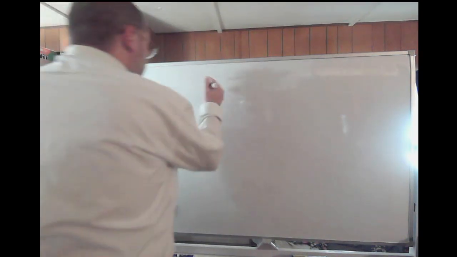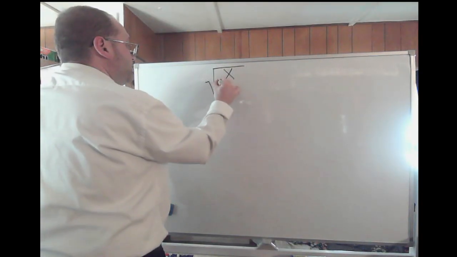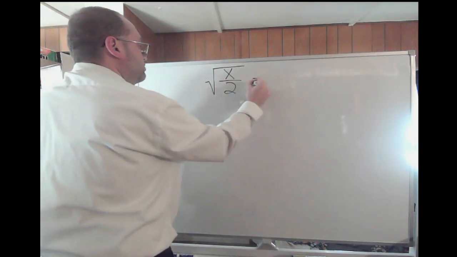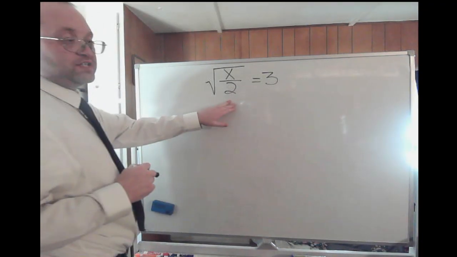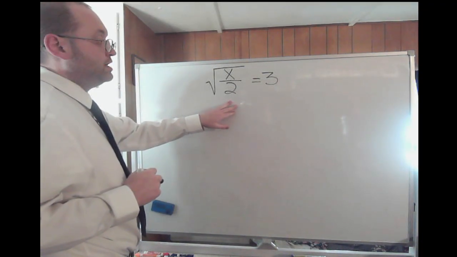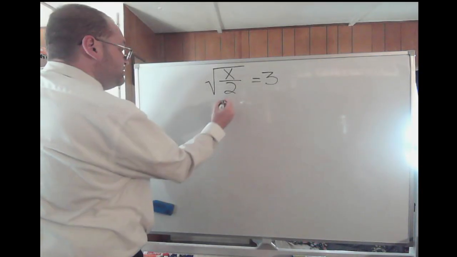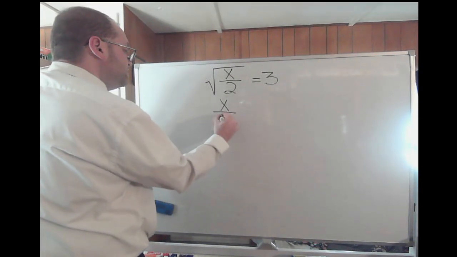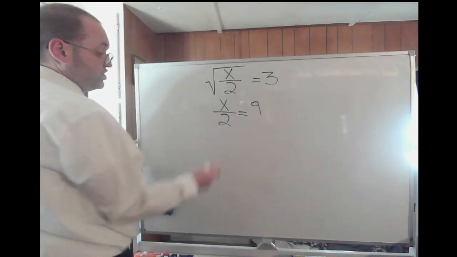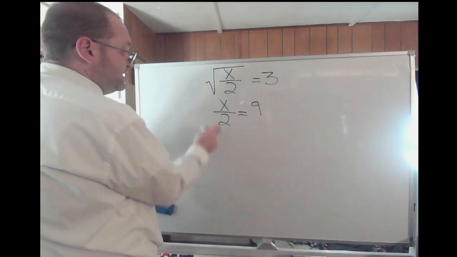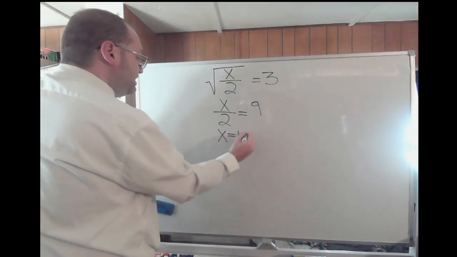All right. How about, let's see, this time it's different. We have the square root of x over 2 equal to 3. So we've been given the square root of x over 2 equals 3. Well, we still need to square both sides. If we do that, you'll end up getting x over 2 is equal to 9. Then we need to multiply both sides by 2 to get that x by itself. If you do that, you'll get x equals 18.